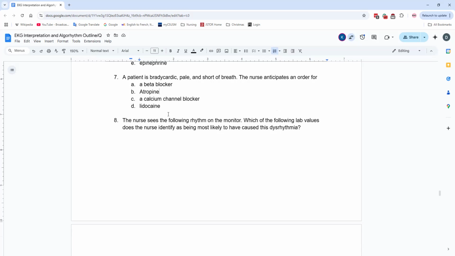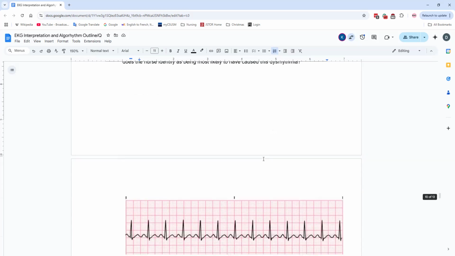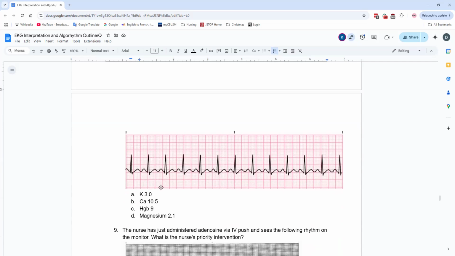Oh, what happened with number 8? How weird. Okay. The nurse sees the following rhythm on the monitor. Which of the following lab values could have caused this dysrhythmia or is most likely to have caused it?